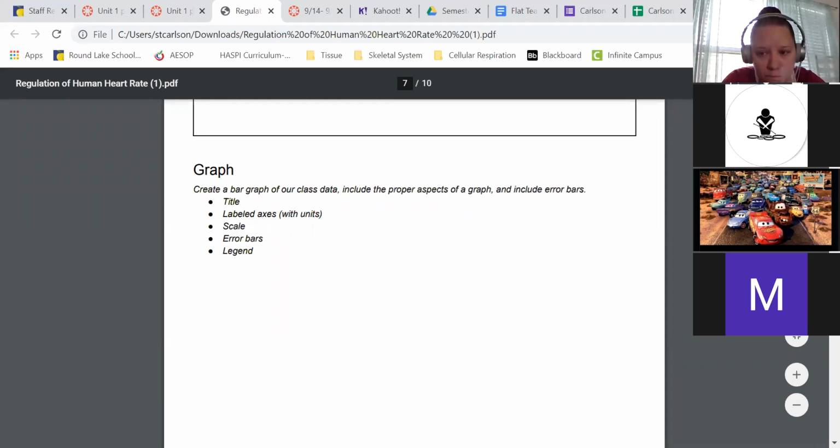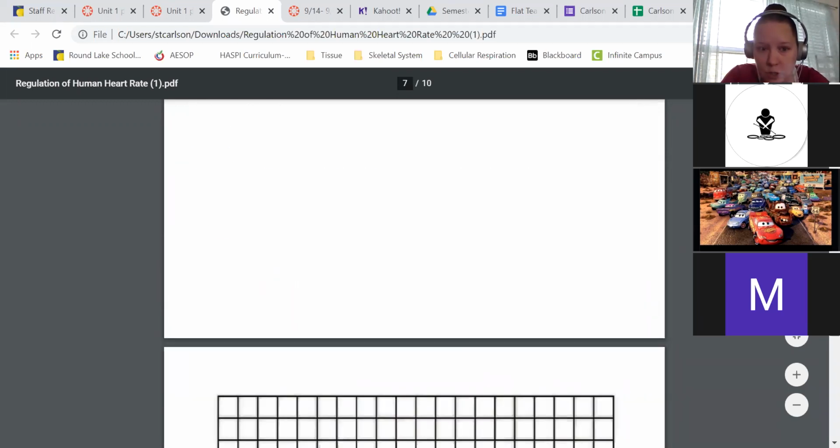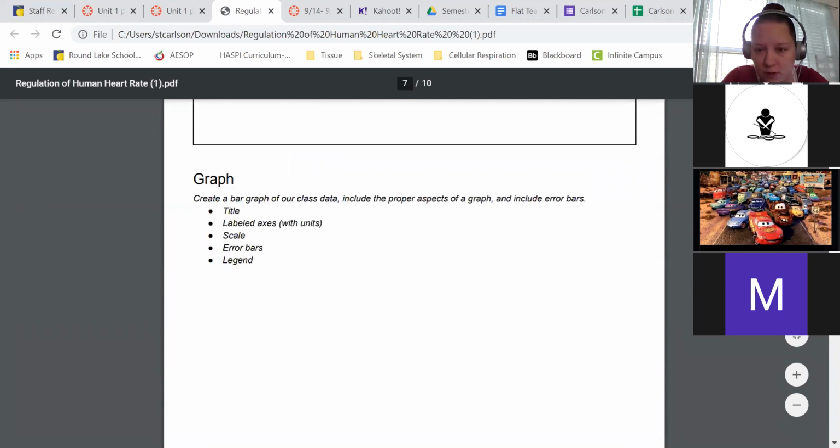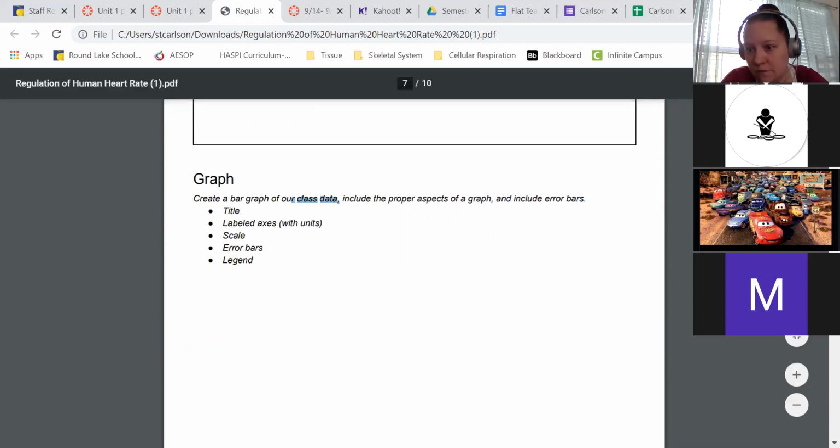Are we doing the graph on the first set of data or the second set? I left it open-ended for a reason. It says of our class data, so you would do it on the first set. Okay, the first set of data, which means error bars will be a little bit different. Okay. All right.